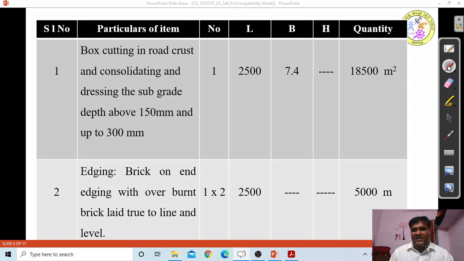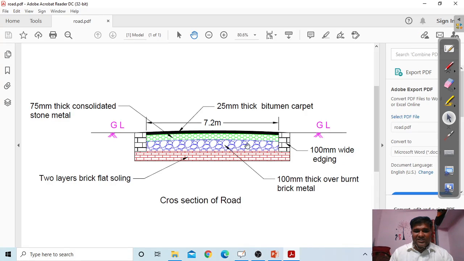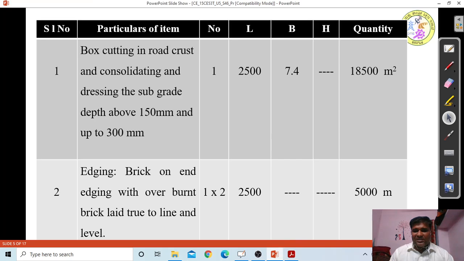So here edging is explained. The edging goes along the length, so these are the edgings, 2 edgings, and they will go along the length of the road. The width is only 100 mm, so it will be measured in running meter. So 1 into 2 number of edgings into 2500 will give me 5000 running meter, which is the total edging done for that road.